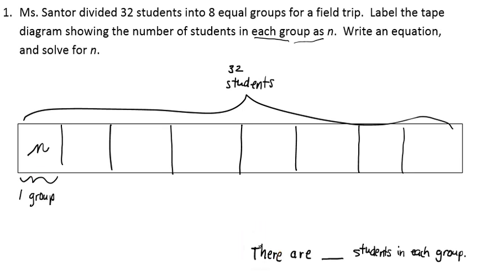Now we have to write an equation that will help us solve this problem. Since I have 32 students that I've divided into 8 groups, I'm going to use the division problem. 32 divided into 8 equal groups gives me an answer of n. In order to solve this problem, I can think of the problem 8 times something equals 32. Well, I know that 8 times 4 is 32. That tells me that n equals 4 and that there are 4 students in each group.